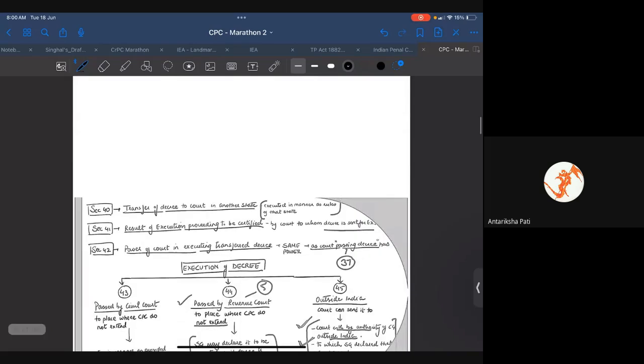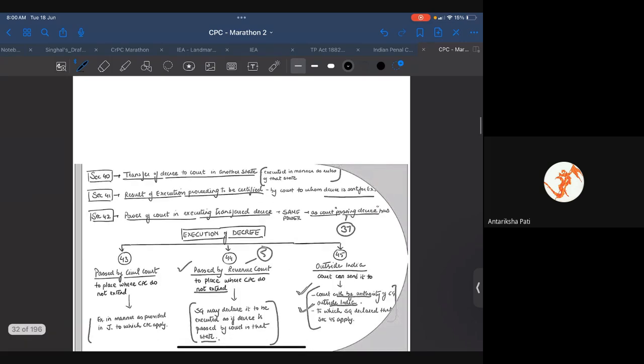Now Section 40, transfer of decree to a court in another state, that will be executed in the manner as per the rules of that state. Okay, so the rules of that state will apply. Section 40 says that. 41 says if there is an execution proceeding, the result of it is to be certified by the court to whom the decree is sent for execution. 42, power of court in executing a transferred decree, it has the same power as the court passing the decree has. Okay, because we studied that both courts can execute it, either the court which passed the decree or the one to which it is sent for execution.